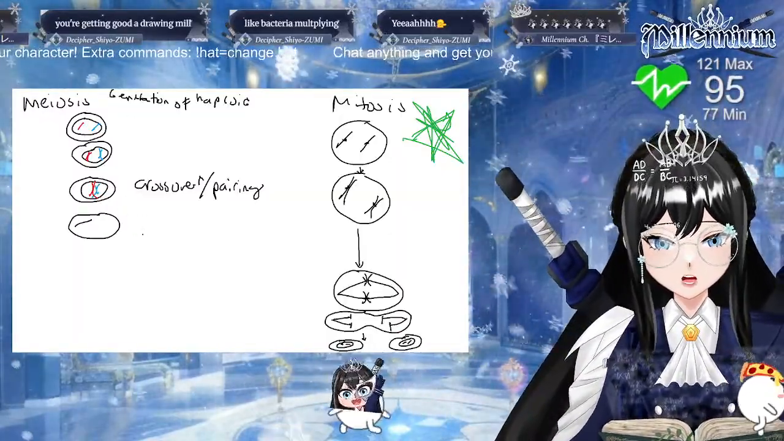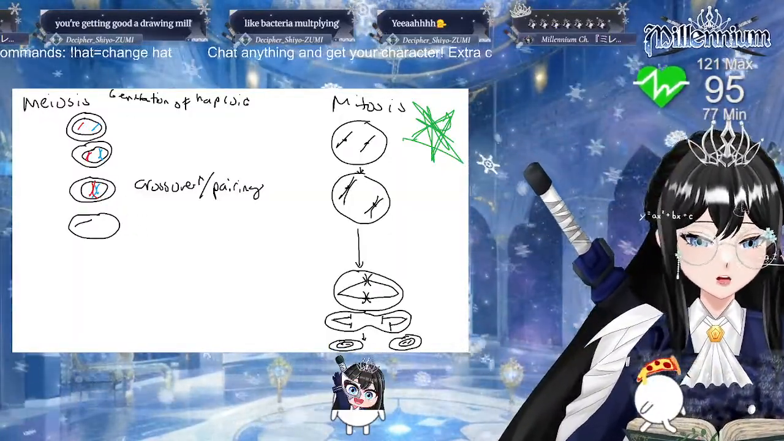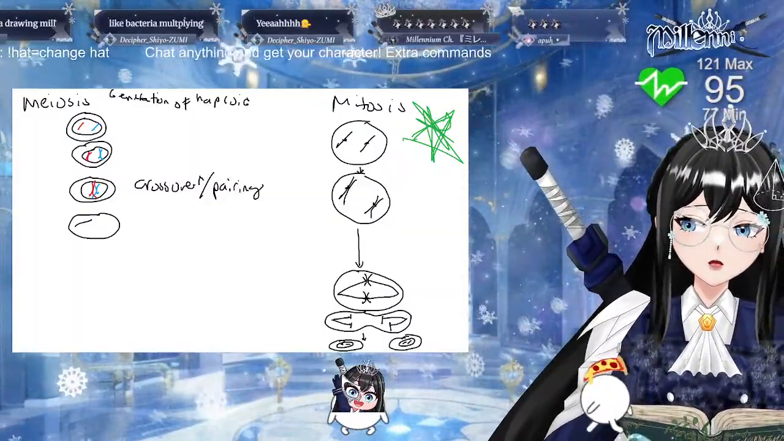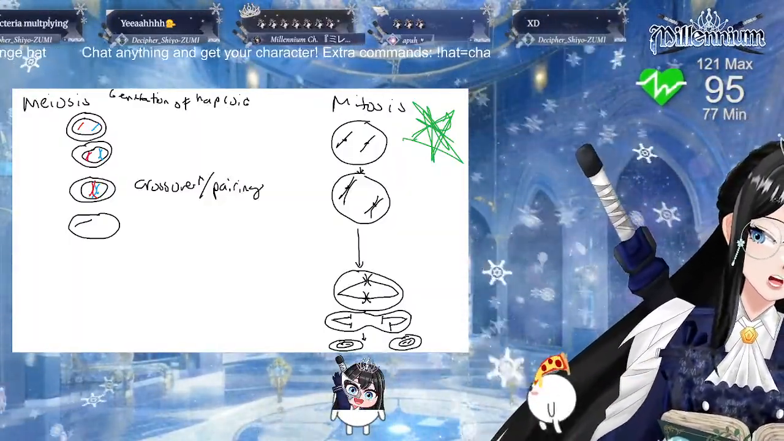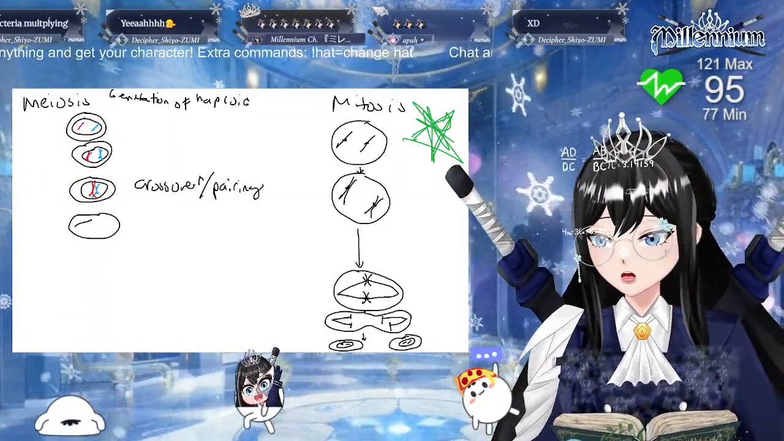Okay, so for crossover, they will interact, because imagine if you look exactly like your sibling, that would be mitosis.